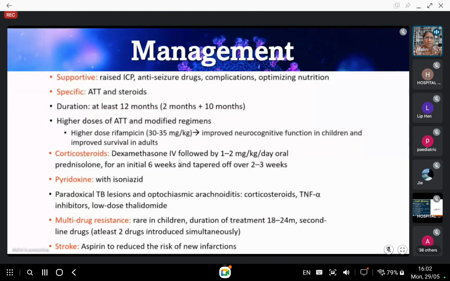So how do we manage TB meningitis? Of course, supportive care, and then anti-TB therapy, pyridoxine with isoniazid, and treatment is for 12 months. Corticosteroids should be given. And I don't think we routinely give aspirin, but if we have very clear vasculitis and the child has already had a single stroke, we possibly will start.